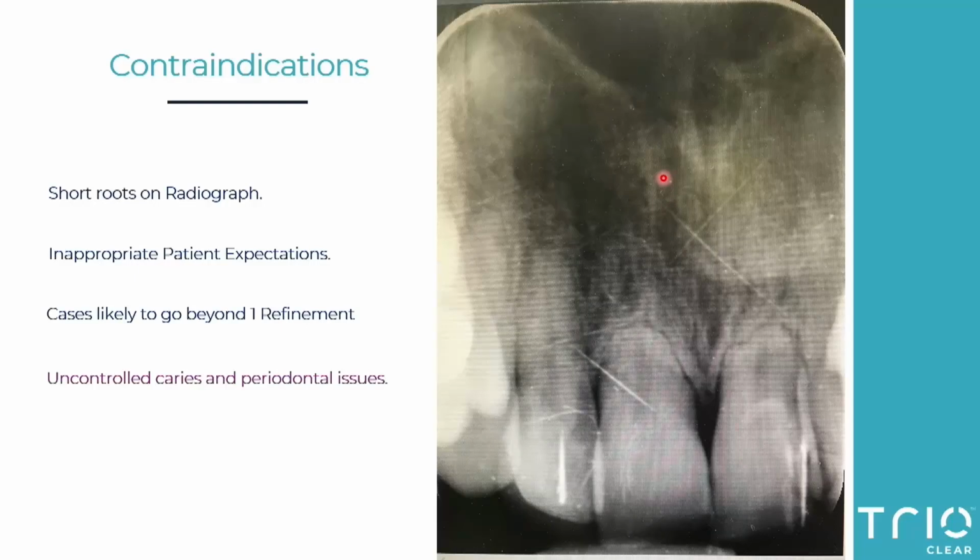Cases that are likely to go beyond one, maybe two refinements. I will talk to you about what a refinement is and what it means, but most of my cases I'm looking at them and saying, I would really like them all to come over the line just in one plan. If I need to refine it once, that's great, twice at the most. The more cases you do, the better your eye will become at spotting those cases that might move beyond one or two refinements. And just to say again, uncontrolled caries and periodontal issues, really, really important to establish and get rid of them first.